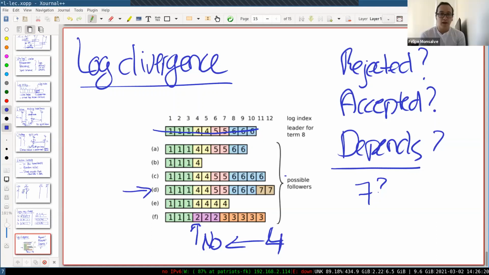Wait, could A go into term 7, its own term 7, if there was a network partition and it didn't know about D? Wait, I'm so confused. Even if it does know about D, why does that matter? It shouldn't matter.